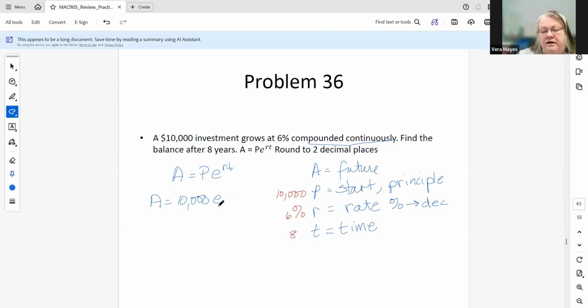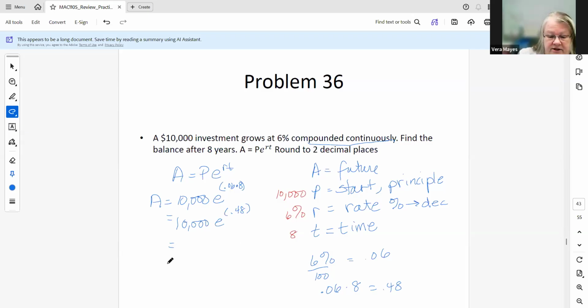e is a number that's found in nature and math and science. If you plug e to the first in your calculator, it will give you a very specific value. But in this case, we need to do r times t. So it gave us a 6%. We can divide that by 100 since percent is parts per 100, or we can just move the decimal place. So 0.06 times 8. I do like to clean up this exponent before I put it into my calculator. That gives me 0.48. So I'm going to rewrite this one more time.